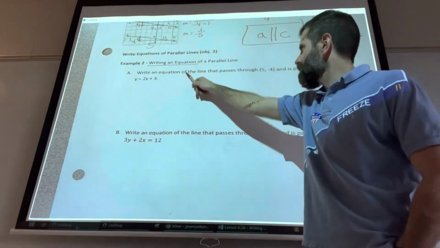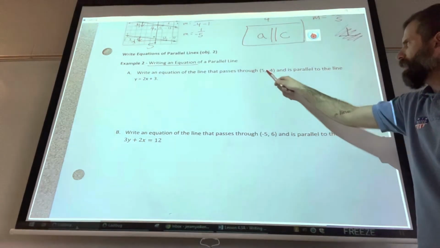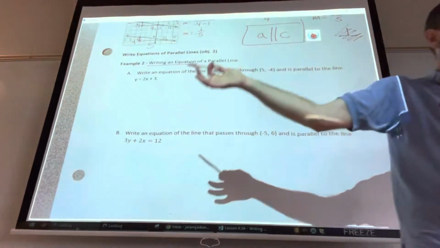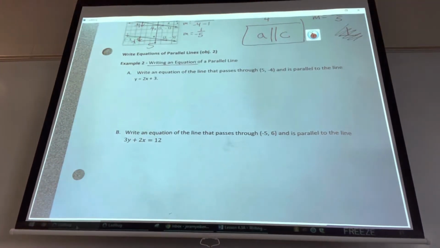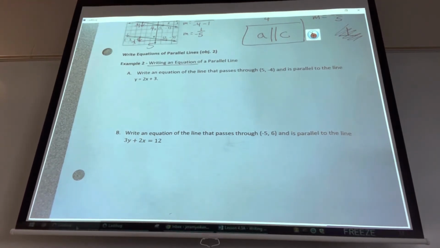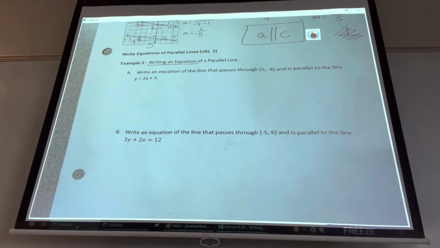Well, class, how are you going to do this? If you're going to write an equation of a line that passes through this point and is parallel to this line, how can you do that? They're going to have the same slope. So do you guys agree that you've got a point, you just need a slope? Well, we don't know the slope right off.